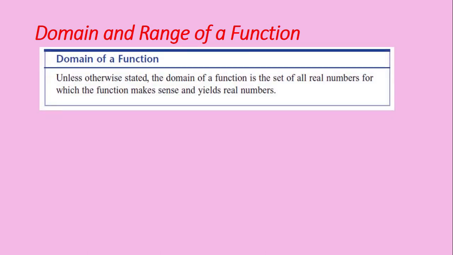Unless otherwise stated, the domain of a function is the set of all real numbers for which the function makes sense and yields real numbers. To explain this one, I give one example to you. F of x is equal to 1 over x minus 2. Here you can give any value for x, you will get a real number output. The output must be a real number, isn't it?